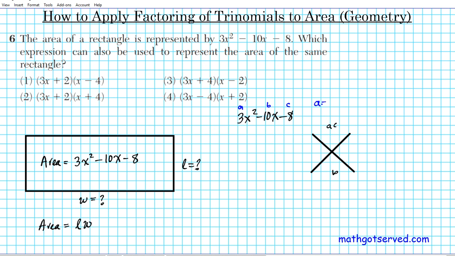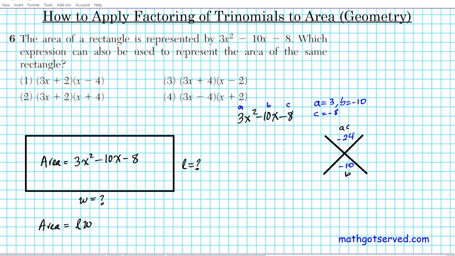Alright, so let's write it down. A is 3, B is negative 10, and C is negative 8. Alright, so AC is a product of 3 and negative 8, which gives us negative 24. And then B is negative 10. Alright, now we're going to play the X game.